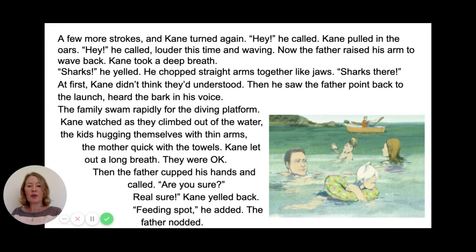The family swam rapidly for the diving platform. Cain watched as they climbed out of the water, the kids hugging themselves with their thin arms. The mother quick with towels. Cain let out a long breath. They were okay. Then the father cupped his hands and called, "Are you sure?" "Real sure," Cain yelled back. "Feeding spot," he added. The father nodded.